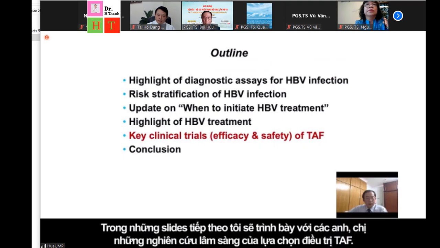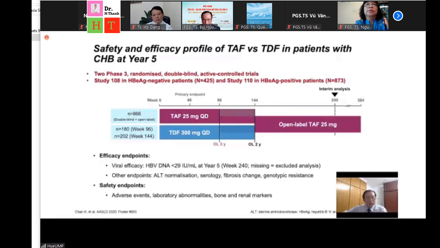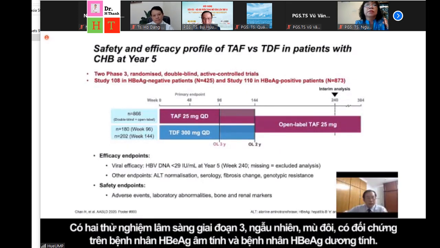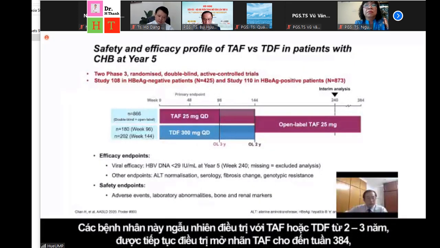In the following slides, I will introduce some key clinical trials of TAF. There are two phase three randomized double-blinded active control trials for both HBeAg-positive and HBeAg-negative patients. These patients are randomized to receive TAF or TDF for 2 to 3 years and then receive open label TAF until week 384.